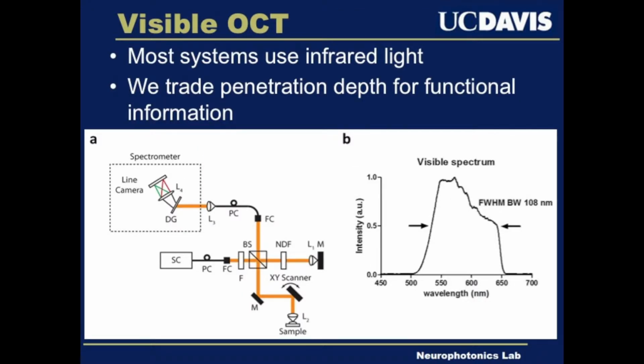So what makes our OCT system any different than the other OCT systems available? If you look at the schematic, it's pretty much exactly the same as any other Fourier domain system, except for one key difference, and that's that we use a visible light source. Now, most OCT systems will use infrared light because it provides better penetration depth in tissue. But here, we want to trade a little bit of that penetration depth for more functional information that we think the visible spectrum can highlight.